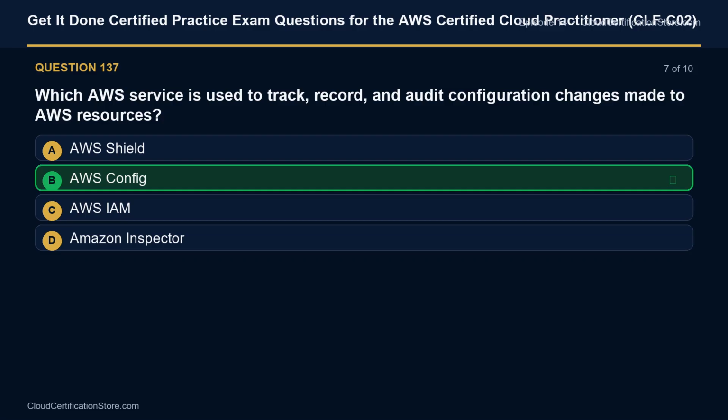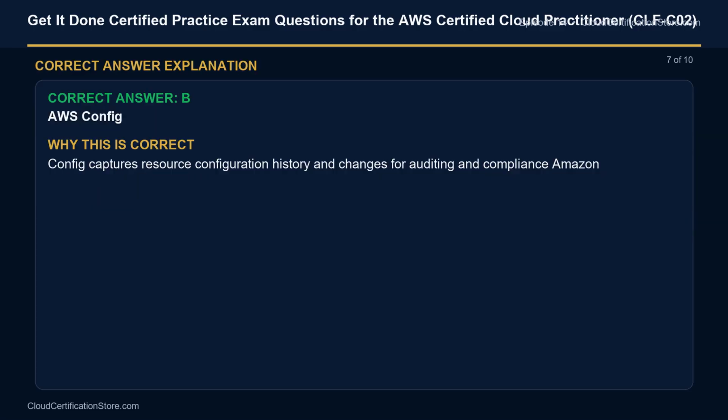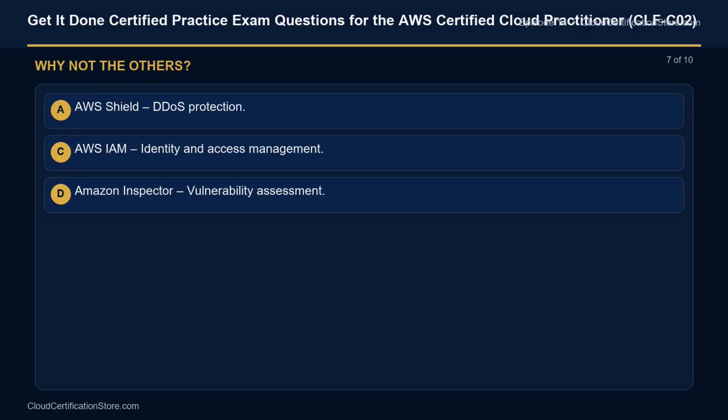The correct answer is B, AWS Config. Explanation: Config captures resource configuration history and changes for auditing and compliance. Why not option A? AWS Shield is DDoS protection. Why not option C? AWS IAM is Identity and Access Management. Why not option D? Amazon Inspector is a vulnerability assessment tool.